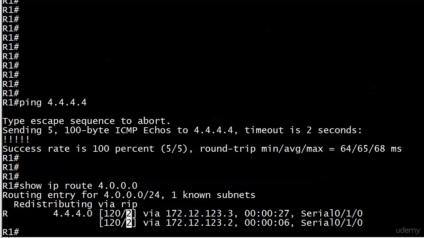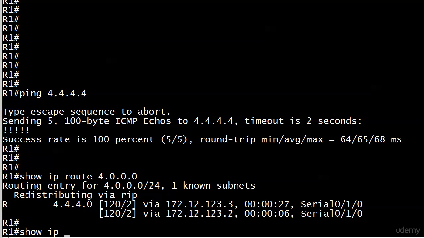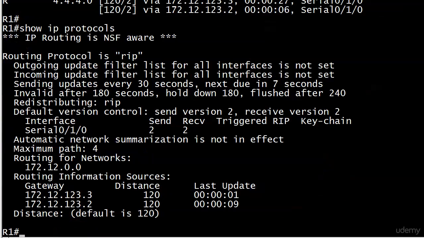Now, what if we wanted to change that a little bit? And how do we know how many paths RIP will load balance over by default anyway? I believe I mentioned that, but I'm going to mention it again. It's 4 by default. And if you run show IP protocols, which seems like we always come back to show IP protocols, that's what this maximum path is referring to.